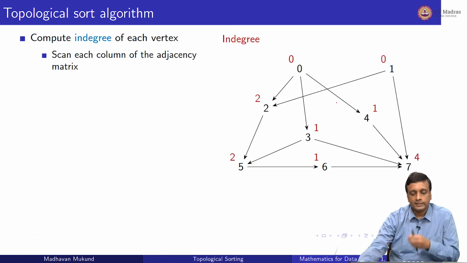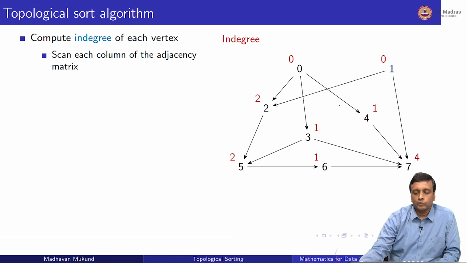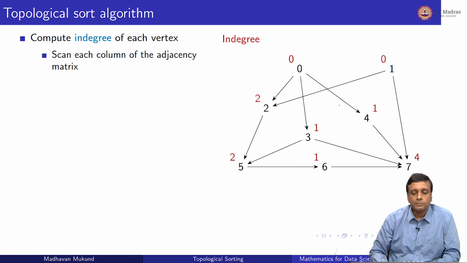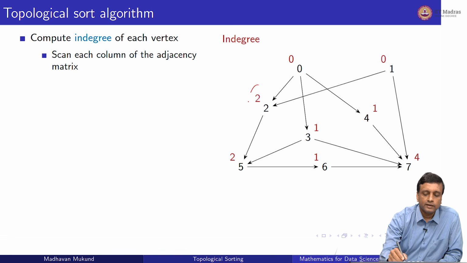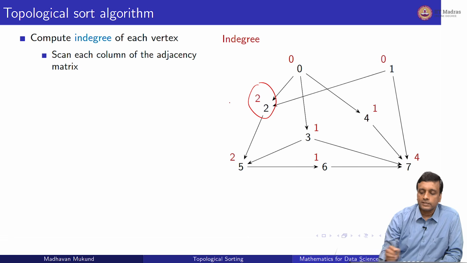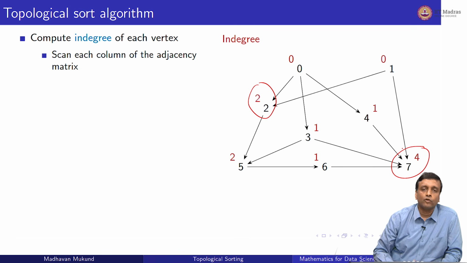So here we have got this graph, and by doing this one scan, although we can do it pictorially in this particular case, we can count the incoming arrows. So for instance, this has in degree 2 because there are 2 edges coming in. This has in degree 4 because there are 4 edges coming in.